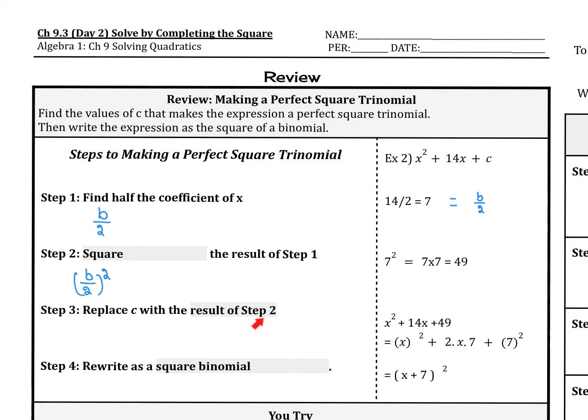Step 3: replace c with the result of step 2. What we got as b over 2 squared is 49, and you put it over here: x squared plus 14x plus 49.